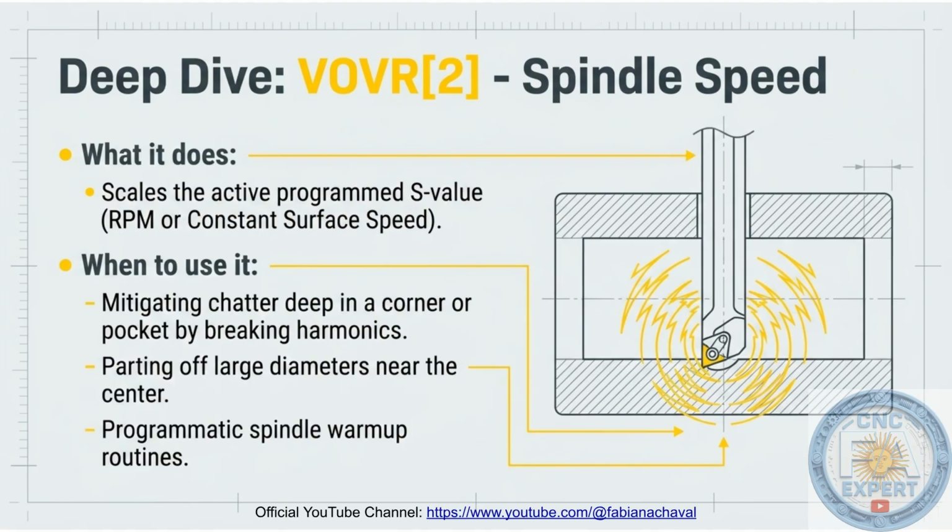VOVR2 scales your active S value, whether it's RPM or constant surface speed. Use this to mitigate chatter deep in a corner by breaking harmonics, or for programmatic spindle warm-up routines.